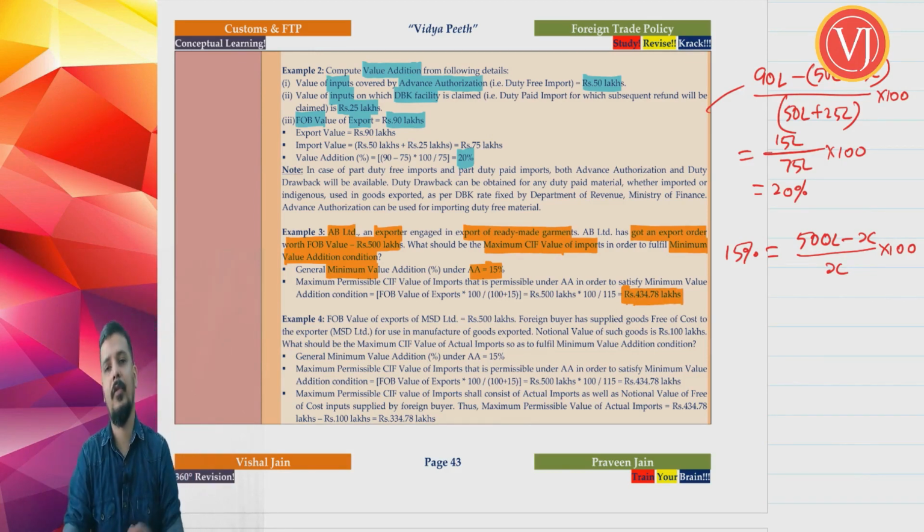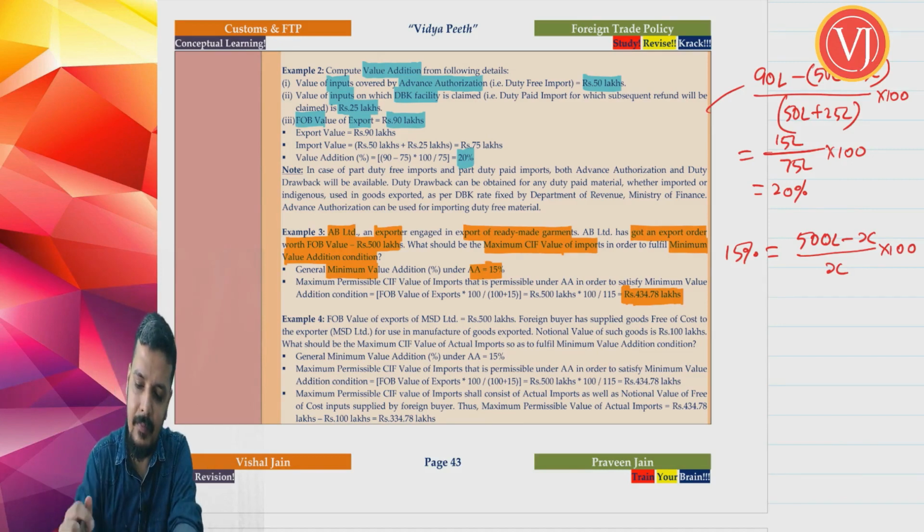434.78 lakhs. So if you are calculating your X, you will get this particular answer. You are going to get this particular answer, right? So this way you have to find out different things.